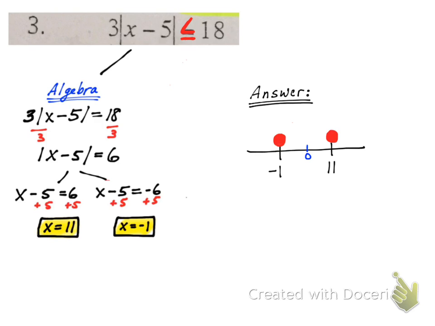The next thing I need to do is test out 0. 0 is between the two numbers in this case. If 0 works, we're going to connect the dots. If 0 does not work, the arrows will go outward. In this case, if you try out 0, 0 minus 5 is going to give you negative 5. The absolute value of negative 5 is positive 5. 5 times 3 is 15. And then 15, is that less than or equal to 18? The answer is yes. So since 0 did work, we're going to connect the dots.